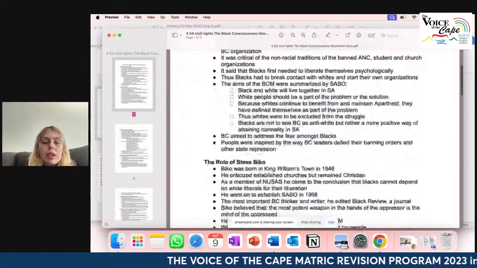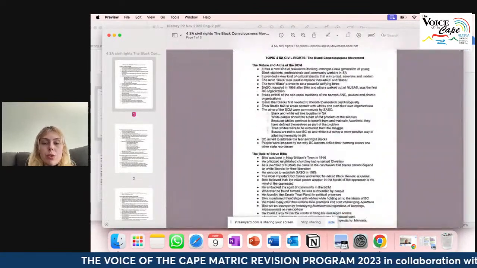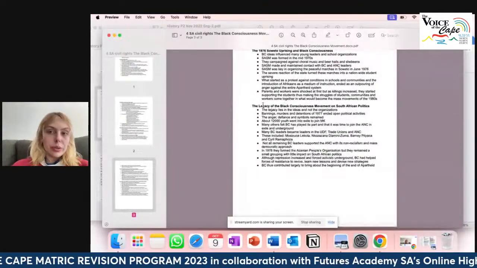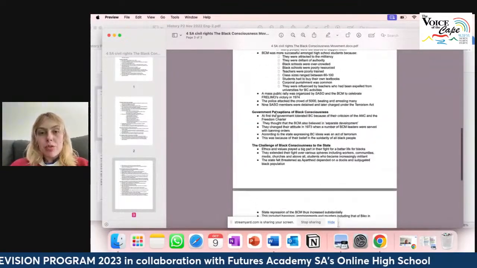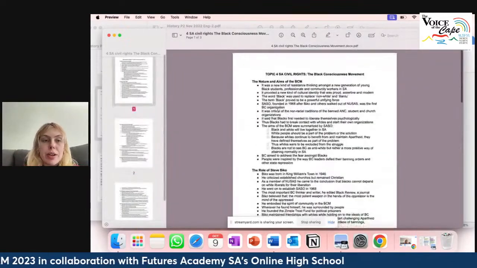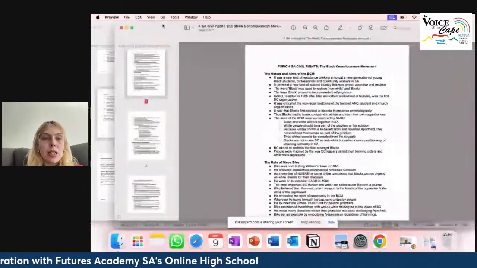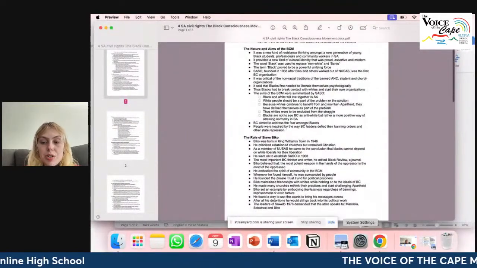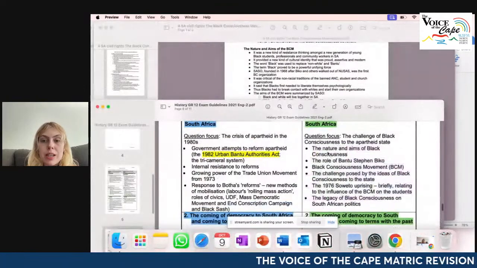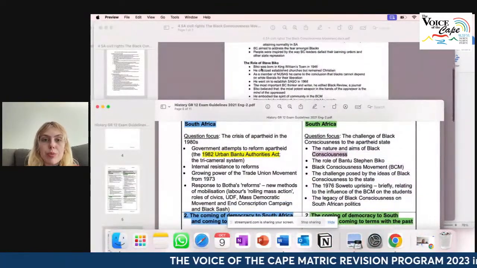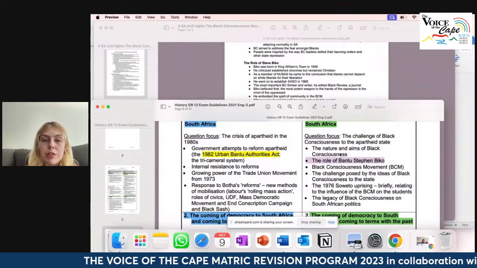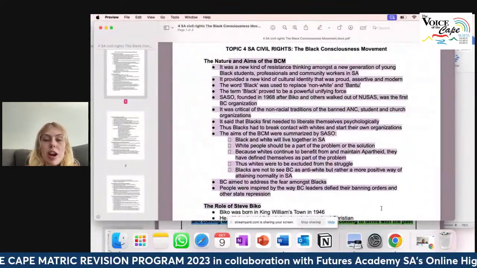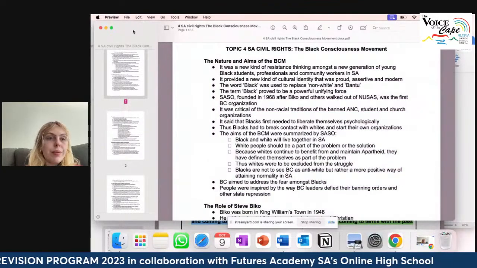Okay, so you will also see that in the majority of your notes, whichever notes you're using at school or in your textbook, they will generally follow the headings that are given in the examination guidelines, just because of how the curriculum is set up. So you'll see nature and aims of the Black consciousness movement, the role of Steve Biko. So you need to take from this what is relevant to each essay question.